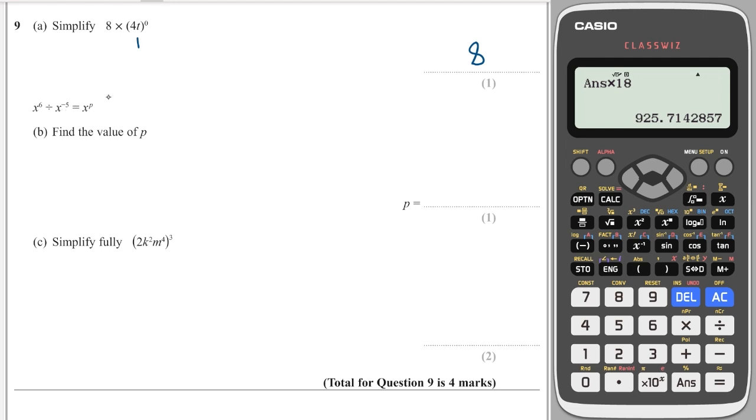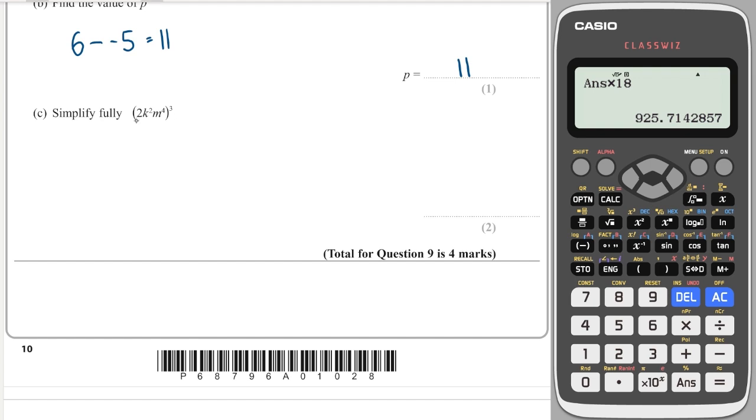When I divide x's, I subtract the powers. So the powers become 6 minus minus 5, which is equal to 11. So we get x to the 11, so therefore p is 11.